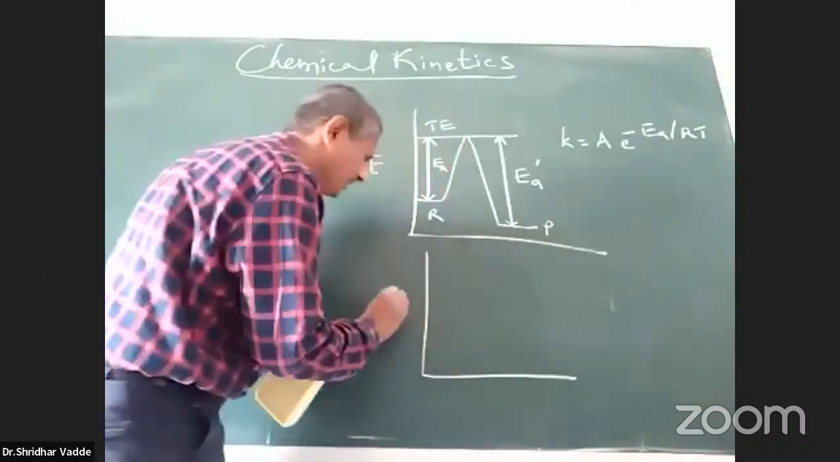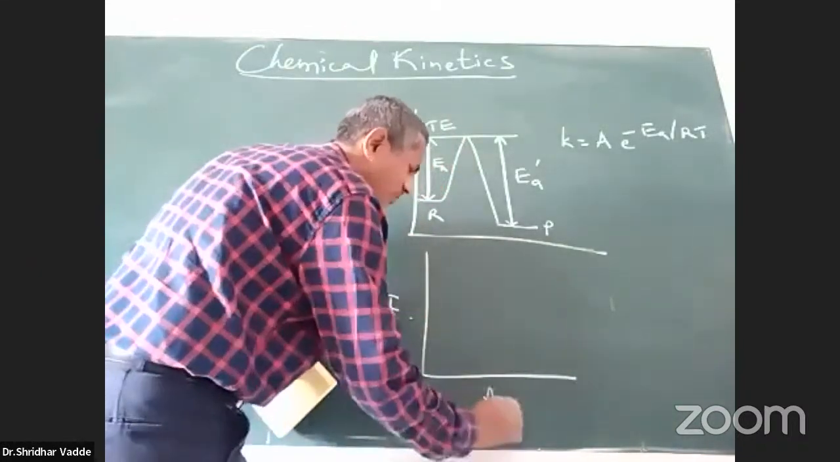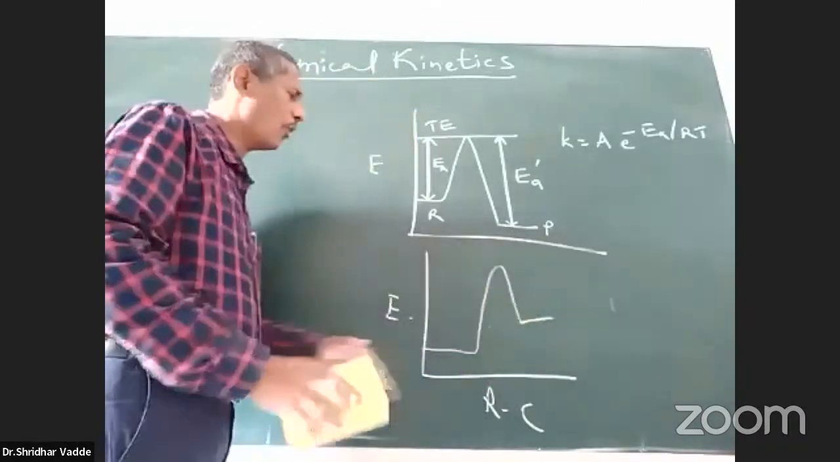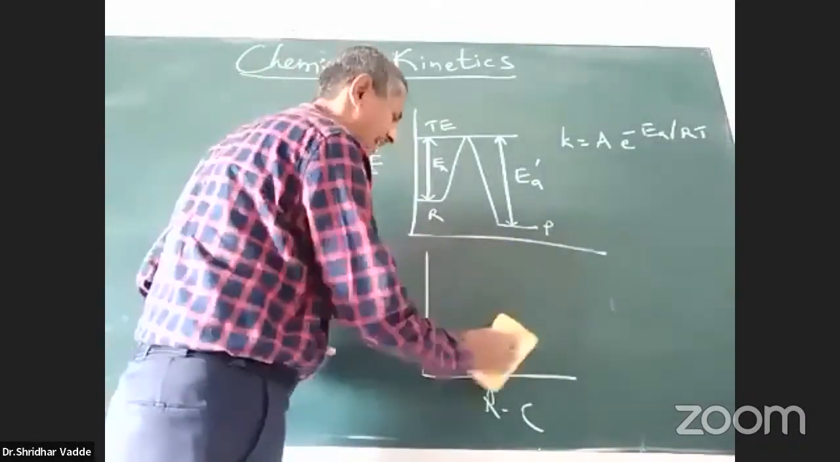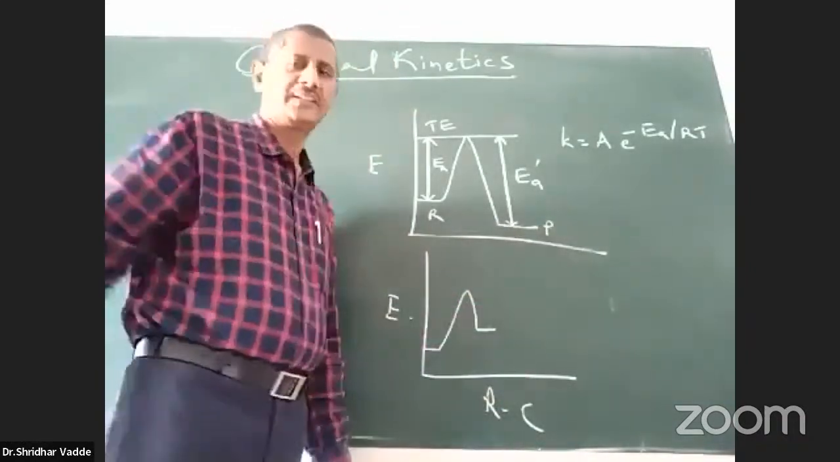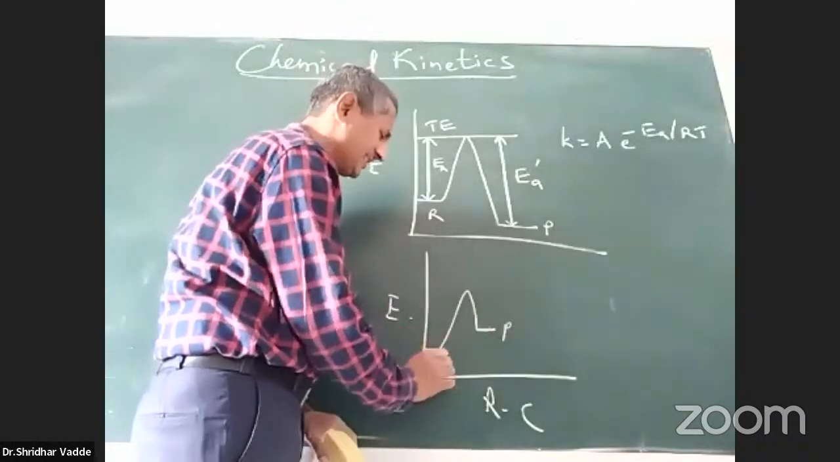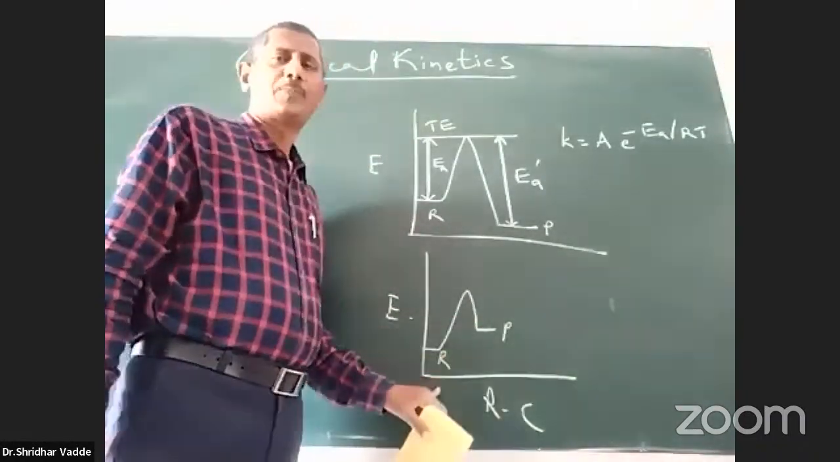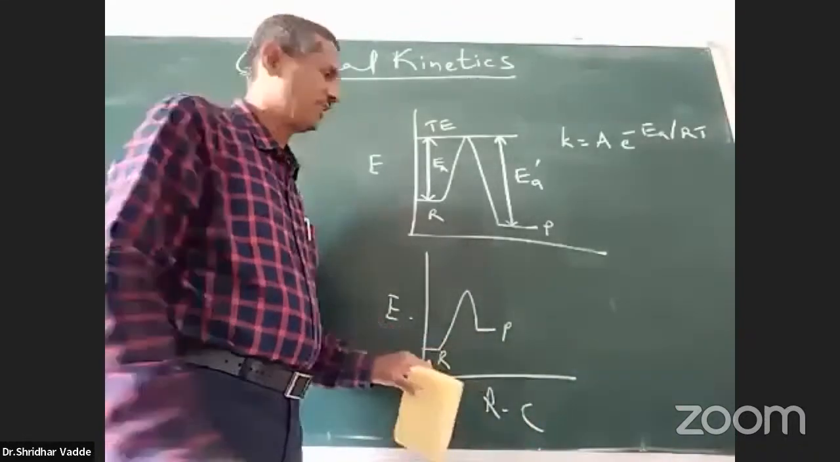In endothermic reactions, this is energy, this is the reaction coordinate. Always the products have more energy than the reactants. This is the energy of products, this is the energy of reactants. Here the products have more energy than the reactants.